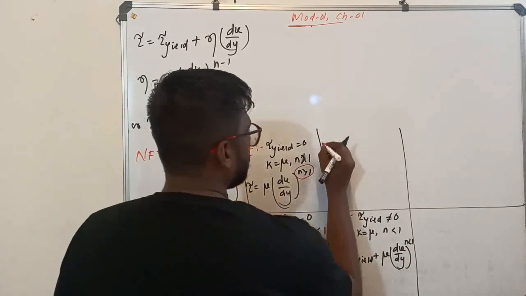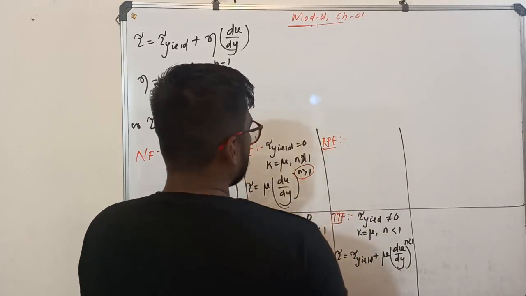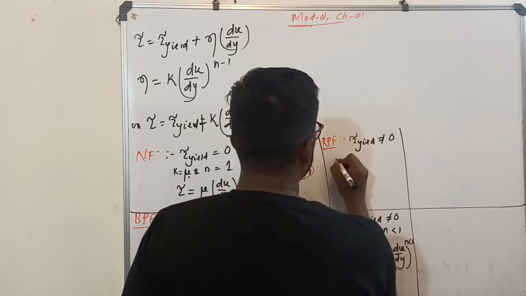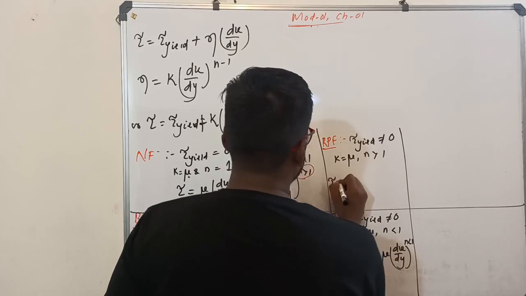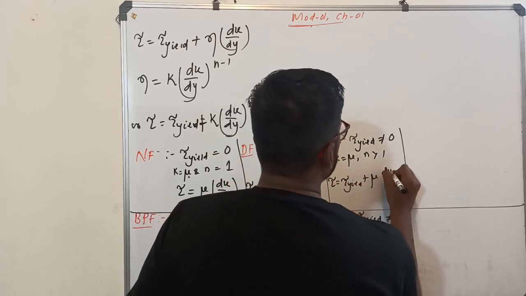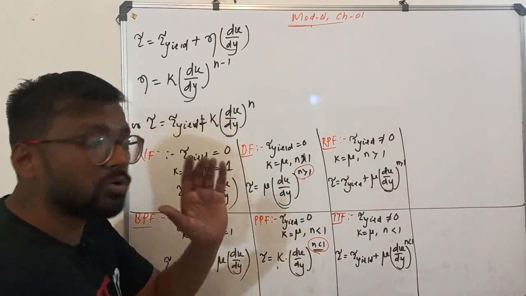Now, your rheopectic fluid. What happens? Your tau yield is not 0. Tau yield is a non-zero value. K is equal to mu. n is greater than 1. And tau is equal to tau yield plus mu (du by dy) to the power n, with n greater than 1. So that's why, don't get confused.